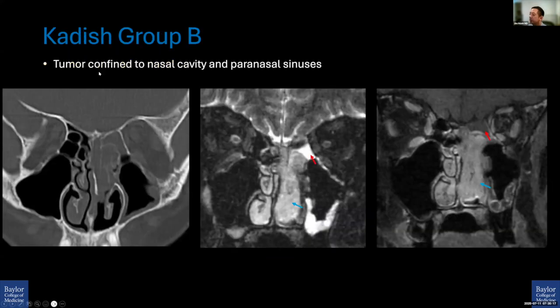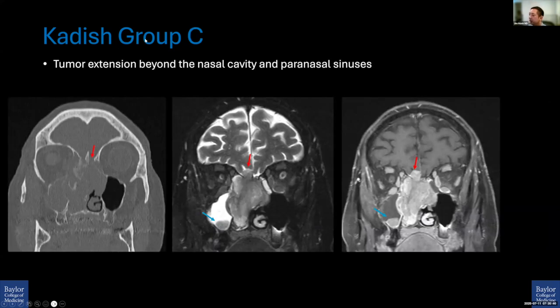So here's an example of Kadish group B. We can see here that there's tumor confined to the nasal cavity and paranasal sinuses. And we can see again in this example just opacification on CT, but here we see the blue is pointing to the tumor, and here superiorly we have trapped secretions. MRI is good for tumor mapping.